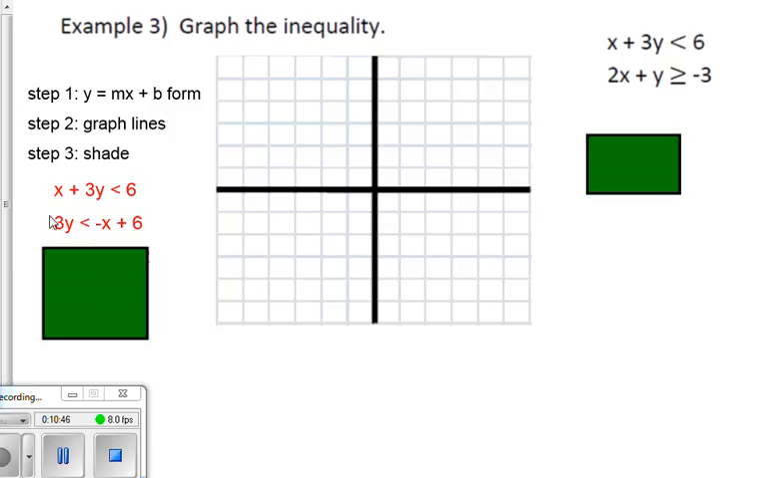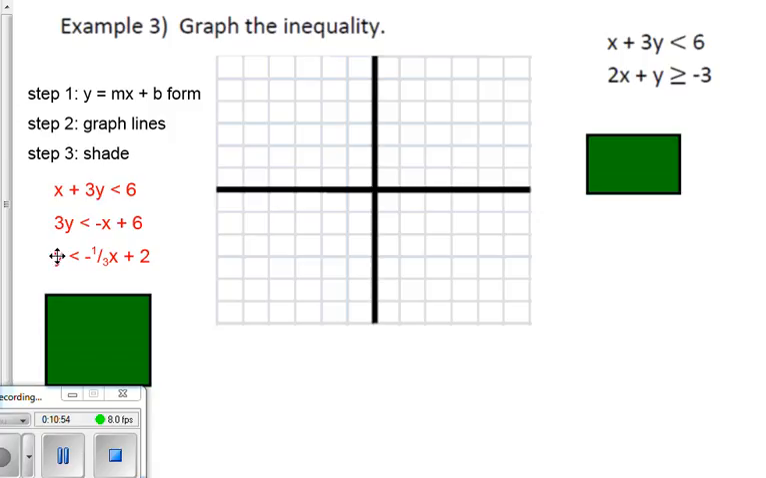Now we're not done yet because we still have 3 times y, and we want y alone, so we'd have to divide both sides by 3 to get y is less than. We think of this as being a negative 1x. Well, negative 1 divided by 3, because we divided to get this 3 out of there, would become a negative 1/3 x. 6 divided by 3 would just become 2. So our new inequality would be y is less than negative 1/3 x plus 2.